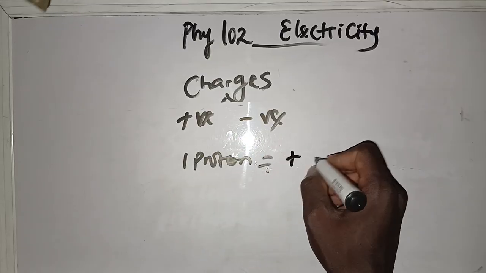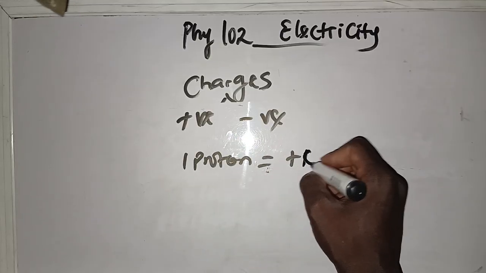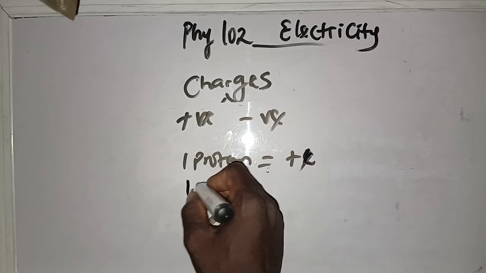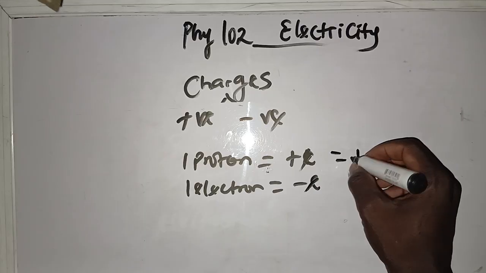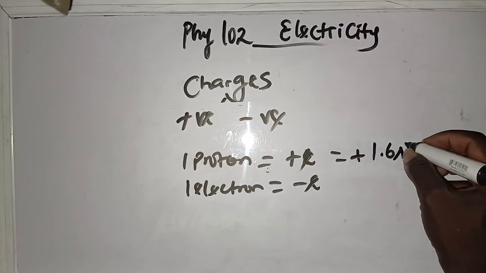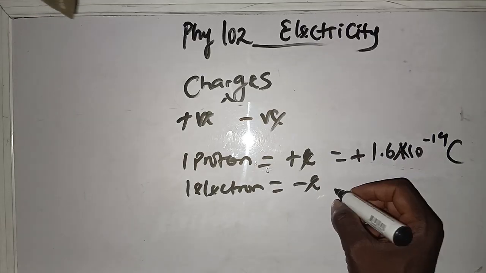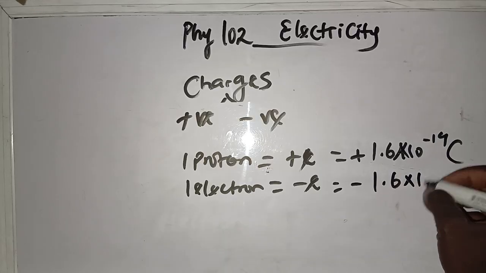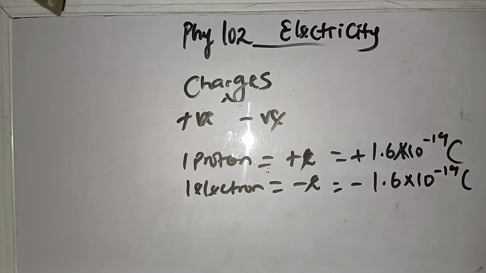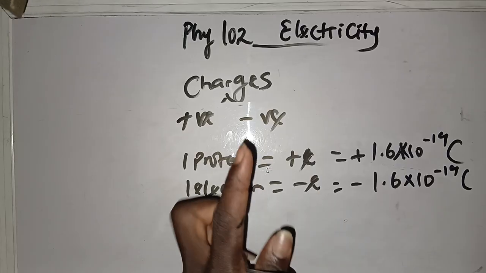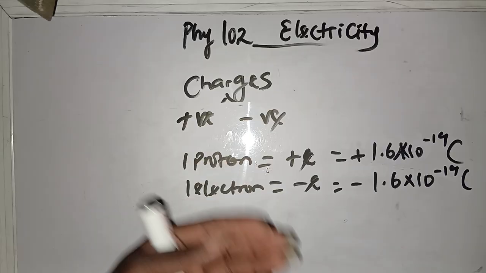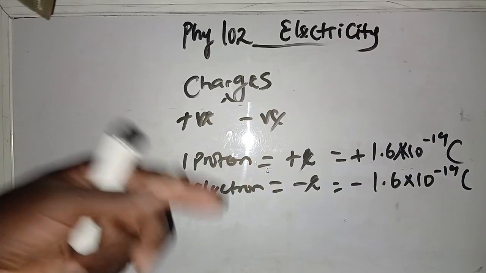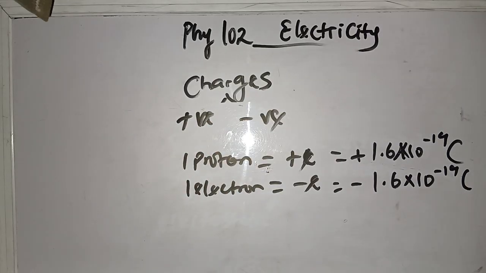And we have one proton equals plus 1, that is plus e, and we have one electron equals negative e. This is plus 1.6 times 10 raised to the power minus 19 C. This is minus 1.6 times 10 raised to the power minus 19 C. The positive charge, the negative charge. This is their comparison, the relative charge of electron to proton and that of proton to itself. So these are the values.